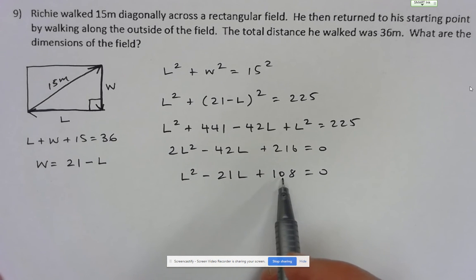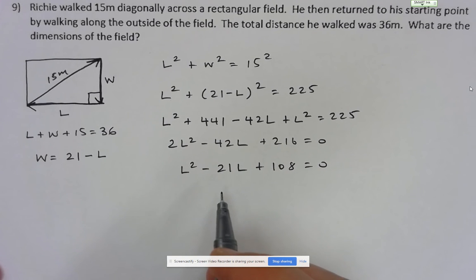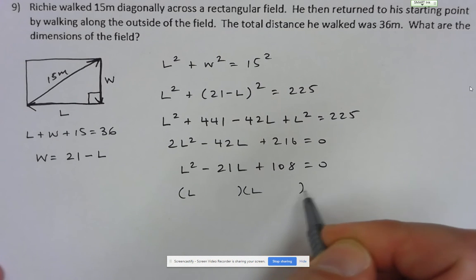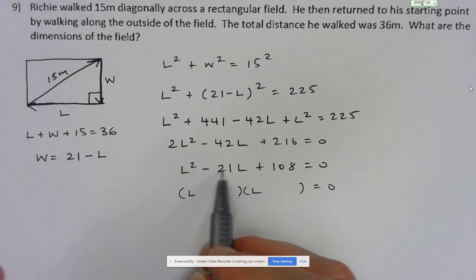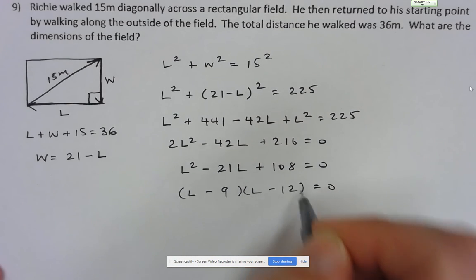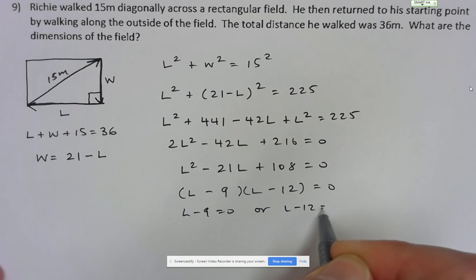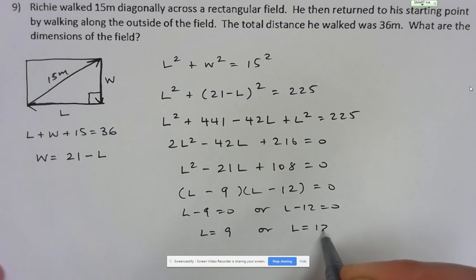Okay, so I could certainly use the quadratic formula here, but I actually noticed something. 108 is 9 times 12. And 9 and 12 add up to 21. So I can actually factor this. So this is one of these few scenarios where we have an application question where we can factor. So I might as well take the opportunity to do that. Okay, so L and L. Okay, and it has to multiply to positive 108, but add up to negative 21. So that's going to be minus 9 minus 12. And so here, L minus 9 is 0, or L minus 12 is 0. So L is equal to 9, or L is equal to 12.